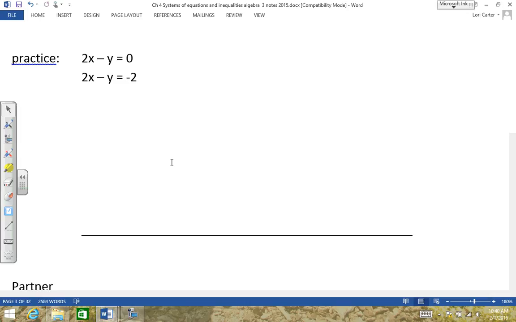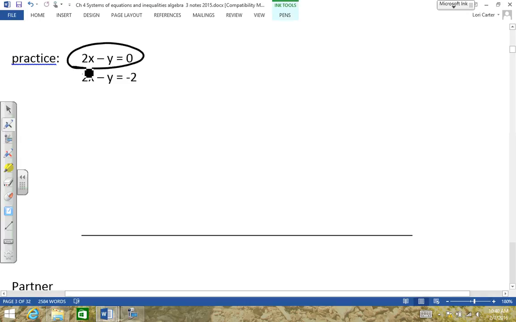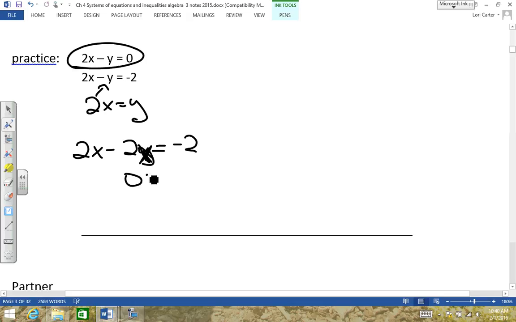If you did work, which one would you have solved? The top one. So you would have taken this one here and got y by itself by adding y. So 2x equals y. Plug that in here. You get 2x minus 2x, whoops, equals negative 2. So 0 equals negative 2. Not possible. Inconsistent, no solution. All good?